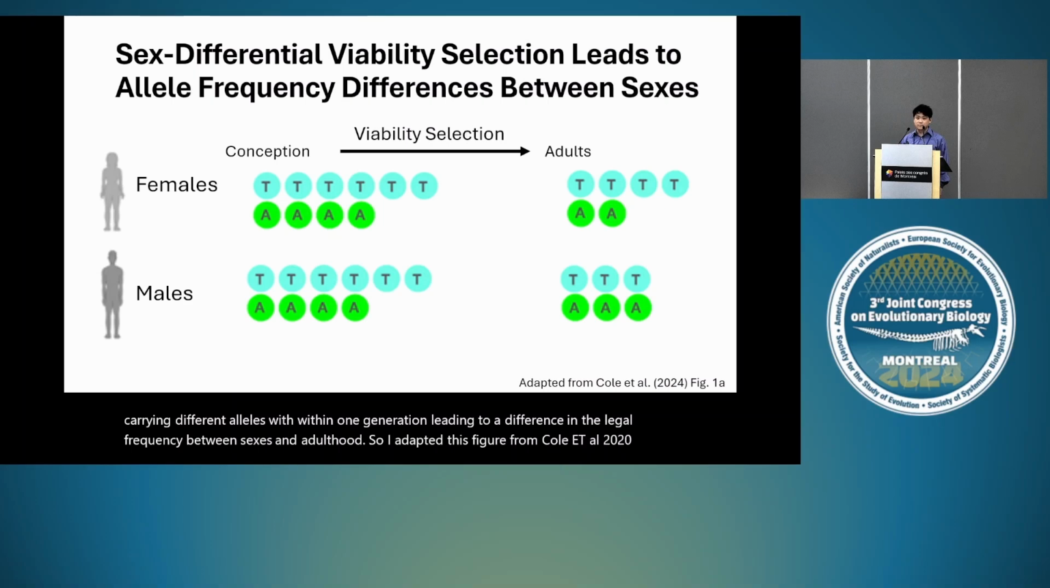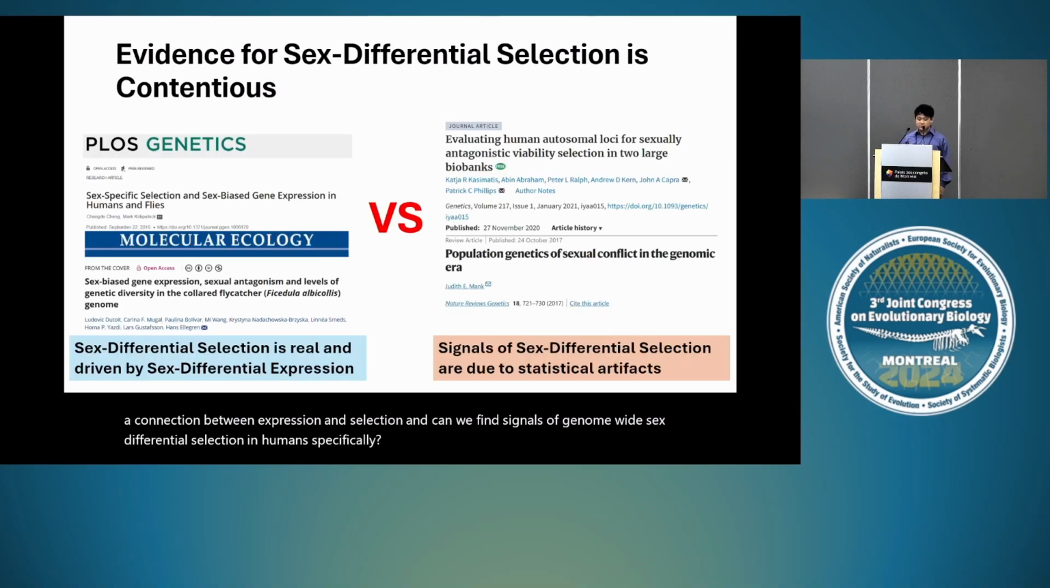2024, which is currently in preprint on bioRxiv, and it's been theorized that sex differential expression, which is where gene expression levels differ between males and females, is related to sex differential selection. So what we wanted to explore is, can we detect a connection between expression and selection, and can we find signals of genome-wide sex differential selection in humans specifically? So people have searched for such signals using a variety of methods, but the results from this research are somewhat contentious. We have sort of two sides in this debate.